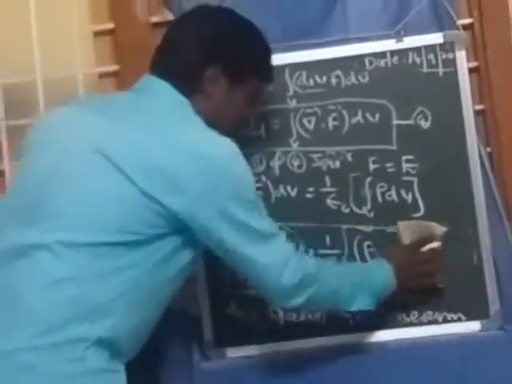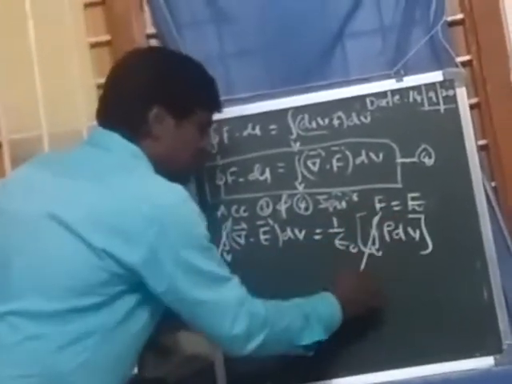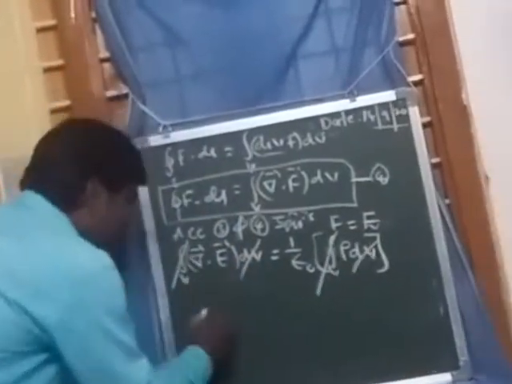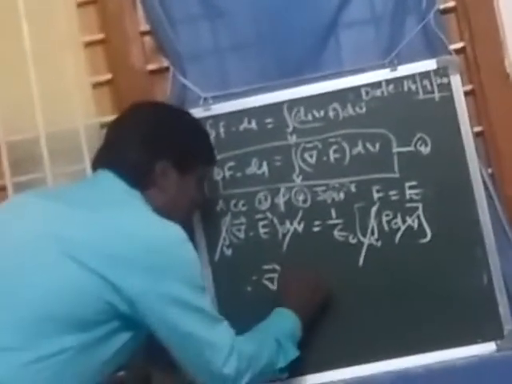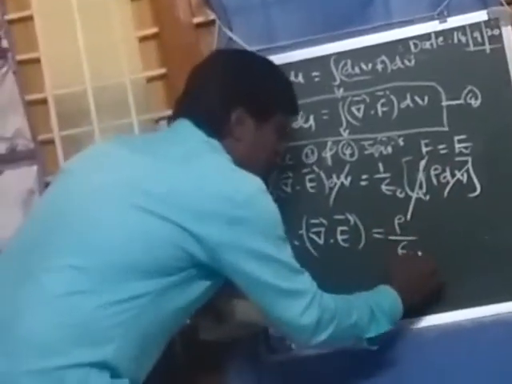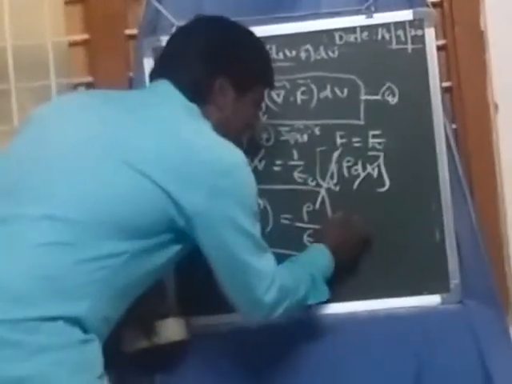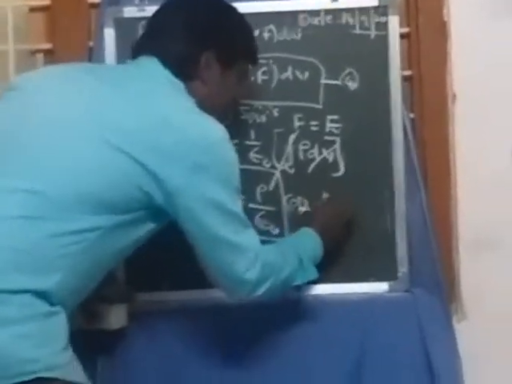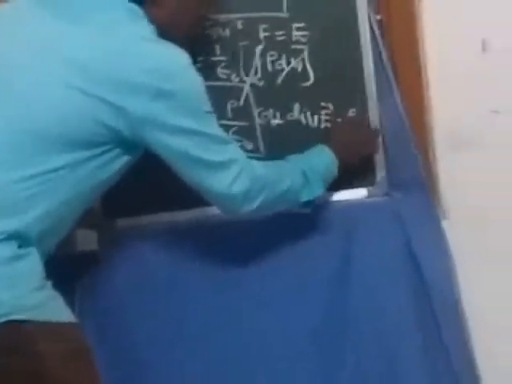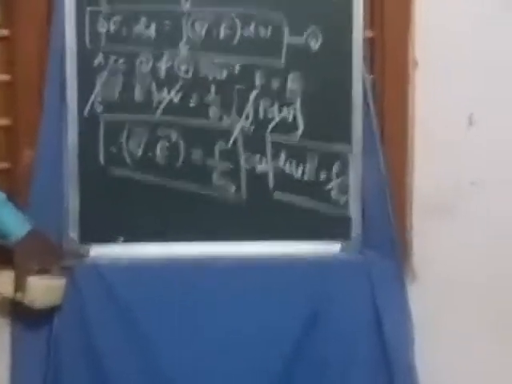See students, rho dv. Therefore, the integration, the volume integral dv, gets cancelled. Therefore del dot E is equal to rho by epsilon naught. That is, the divergence of E is equal to rho by epsilon naught. This is indicated as the differential form of Gauss law.